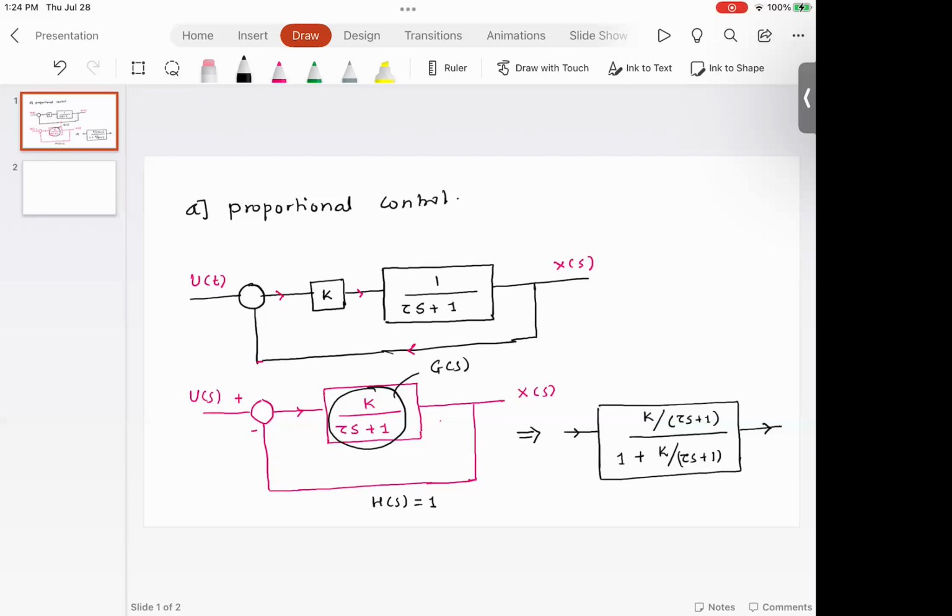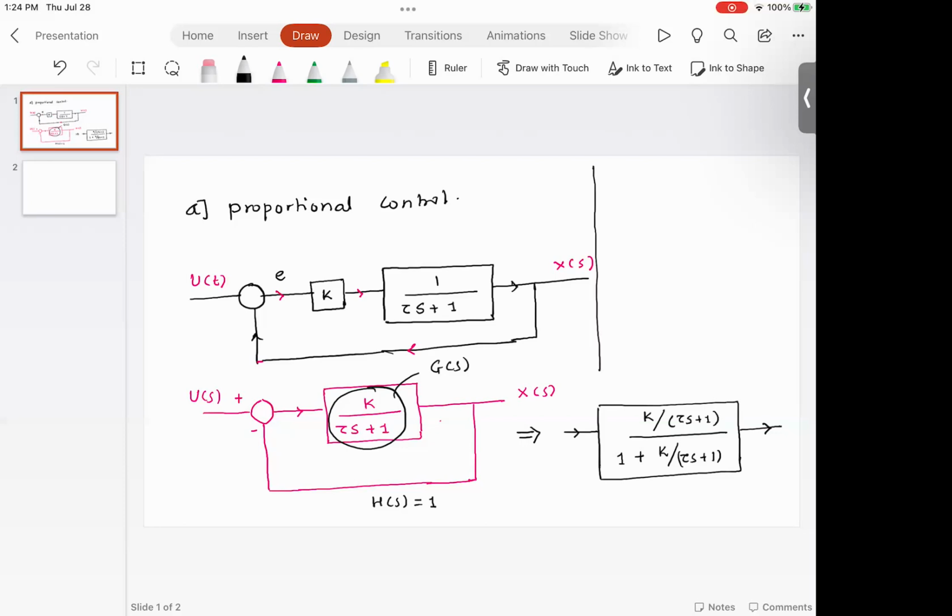And I just want to clarify what that means: this error term that is going in is just multiplying the value of K, and that term gets fed into the main system transfer function, and then you get an output. So now let's try to simplify this further.